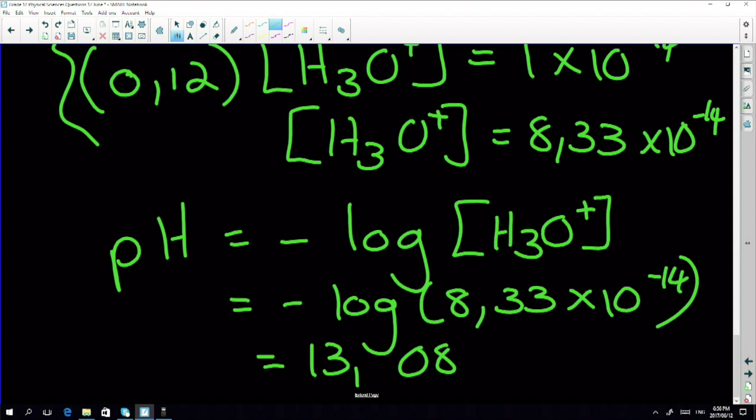I had a large amount of base left over at the end. So the fact that I've got an answer that's on the base side of the scale, above 7, not a problem. It's probably a little high for me, but we always assume 100% ionization.